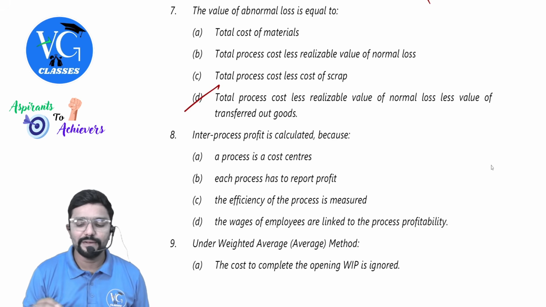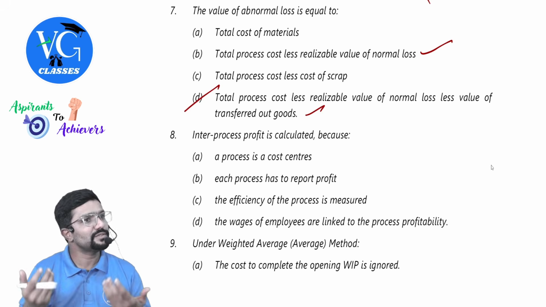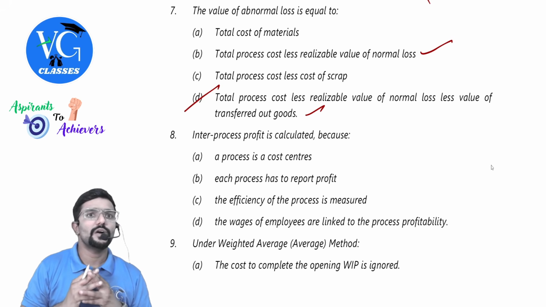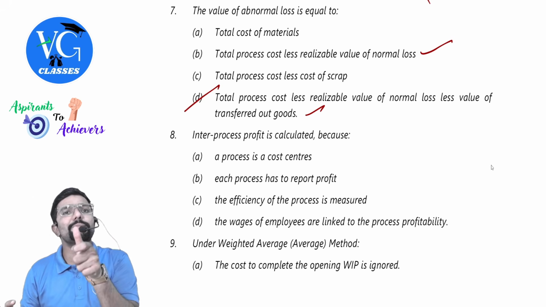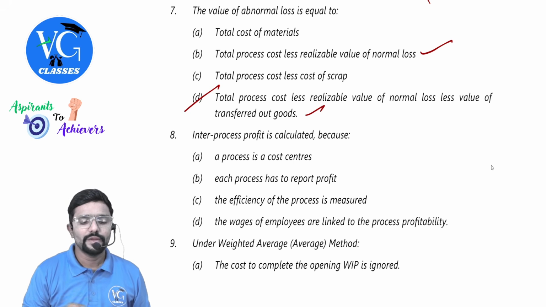You may tell me, sir, this also is correct, no, sir. But out of the given options, here they have also reduced the cost of output. So in that case, what would be the balancing figure on the credit side? Abnormal loss, guys. So for me, the answer should be D, guys, not B.